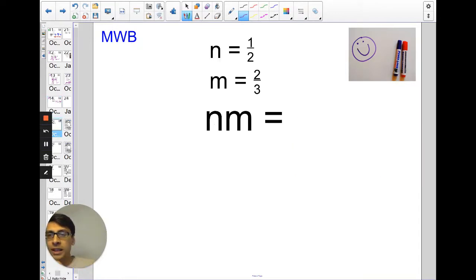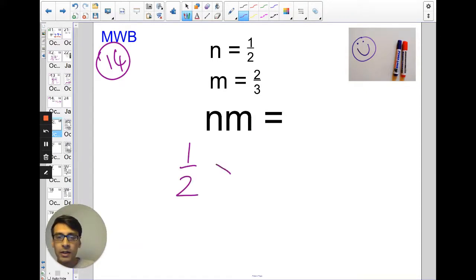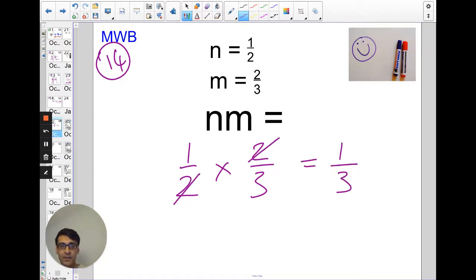Question 14. Okay, so in this case, I can see that it's going to be 1/2 times 2/3. Now we can just multiply out, or we can cancel before we multiply, cancel the 2's. So that just becomes 1/3. Give yourself a tick if you got that.